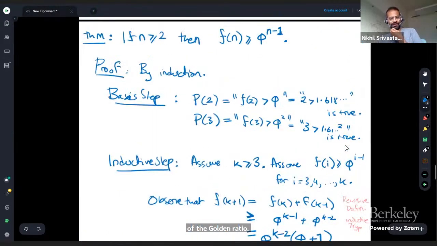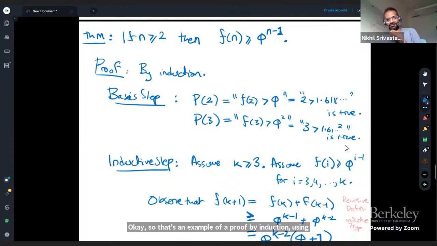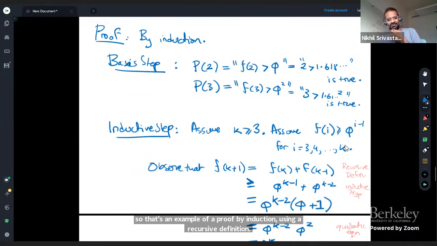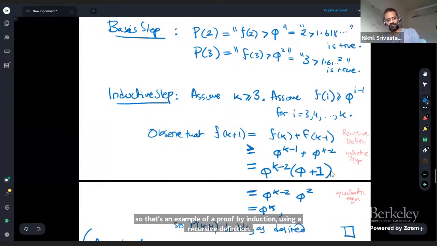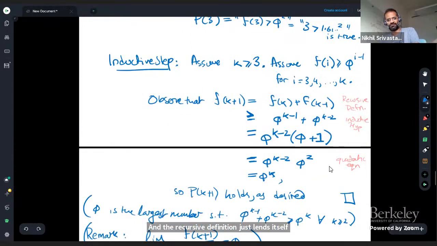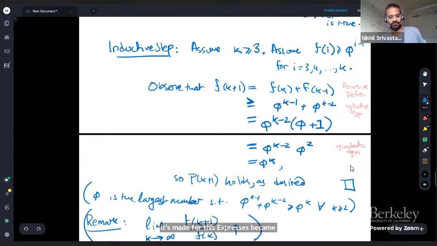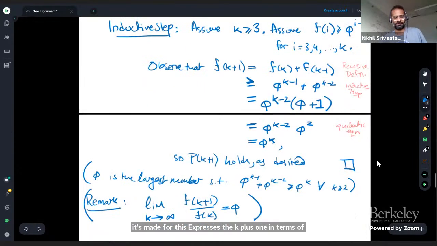Okay, so that's an example of a proof by induction using a recursive definition. And the recursive definition just lends itself beautifully to this kind of proof because it's made for this. It expresses p_{k+1} in terms of smaller p_k's. So any questions about this?